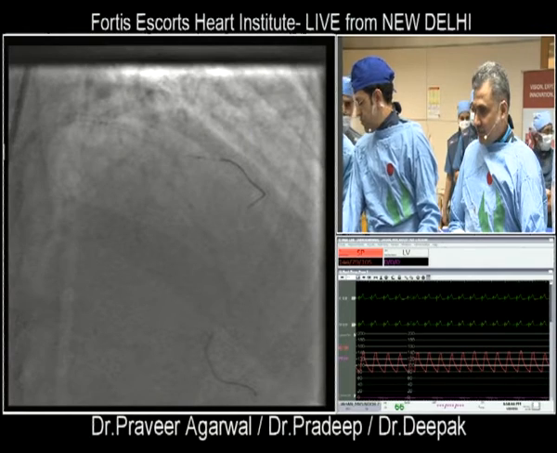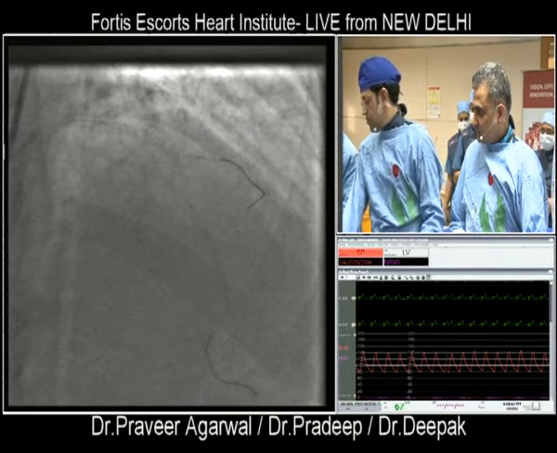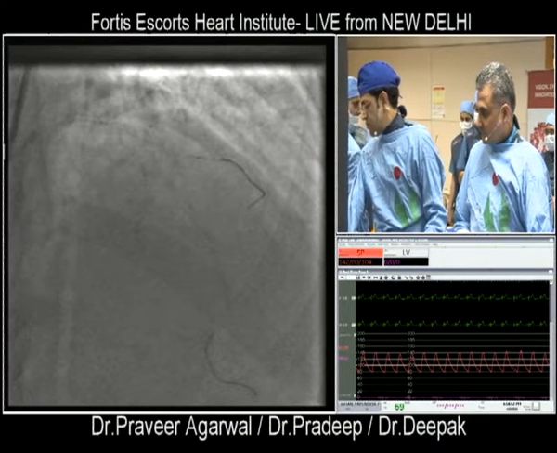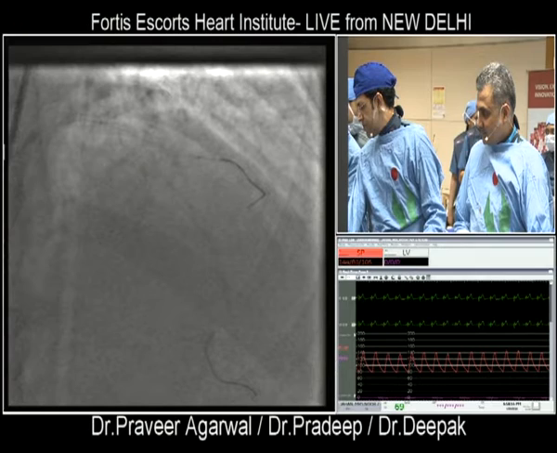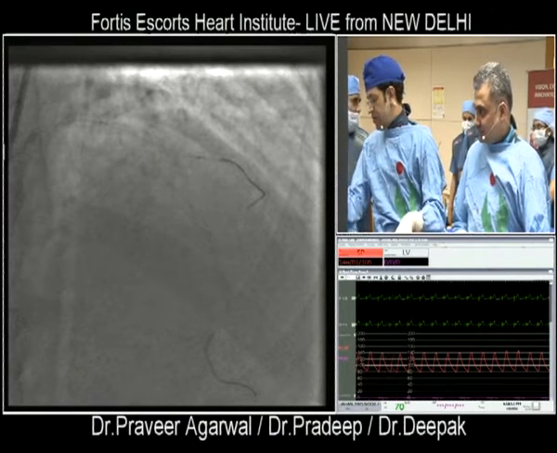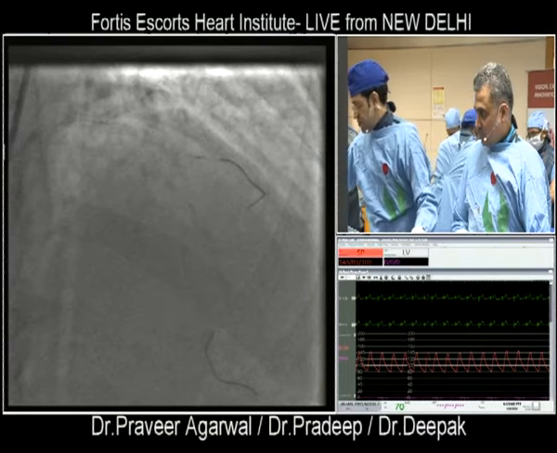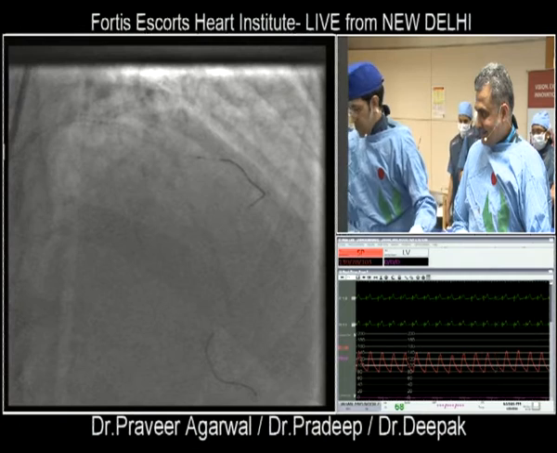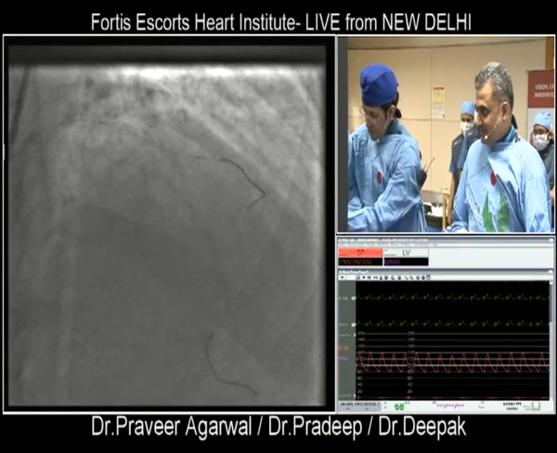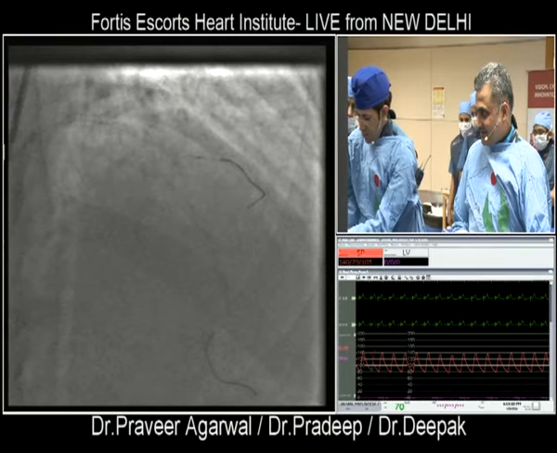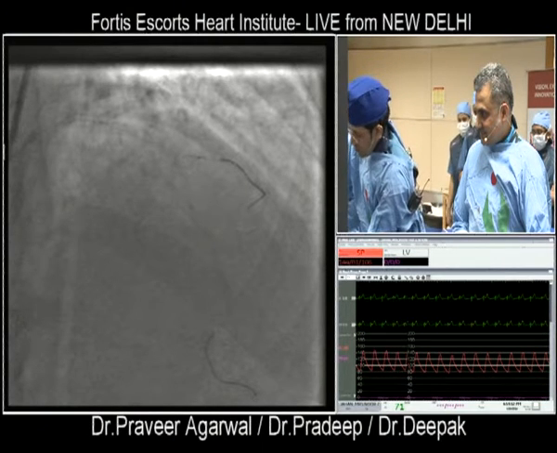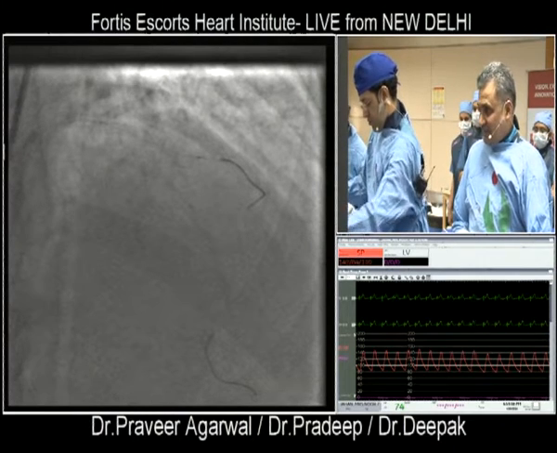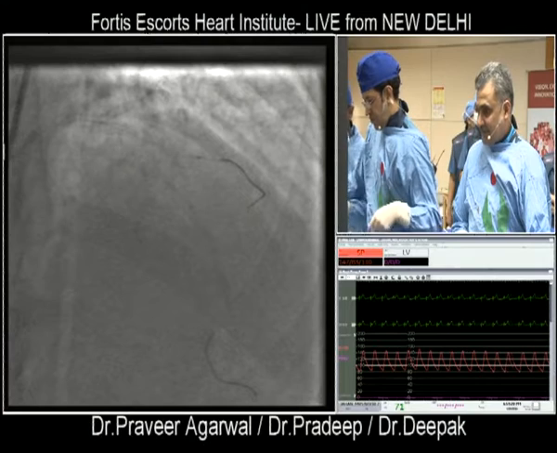Would you prefer scoring balloon or a cutting balloon? I think I will go for both, LED and diagonal both. No scoring, I don't have it in my lab. Do you want to accomplish this procedure with two stents or with only one stent into the LED and then redilate the diagonal ostium? I just want one stent in the LED. Okay, only LED stent, if required.